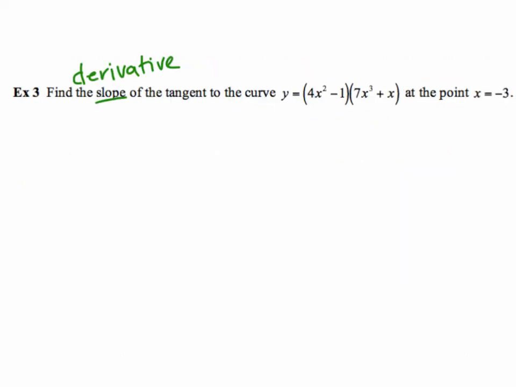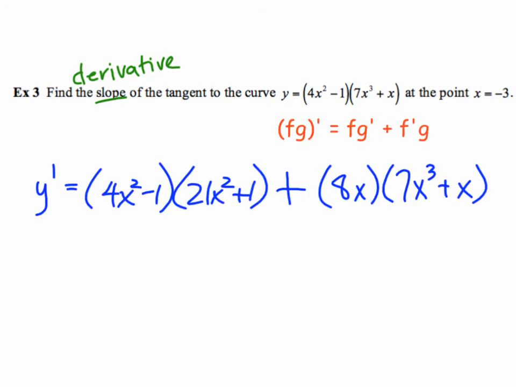Example 3 says find the slope of the tangent line to this curve at the point x equals negative 3. Remember that the slope is the derivative. So if we want to find the derivative of the expression y equals, then we're going to be using the product rule. So the product rule for this derivative is you leave f, you take the derivative of g, plus the derivative of f times g.